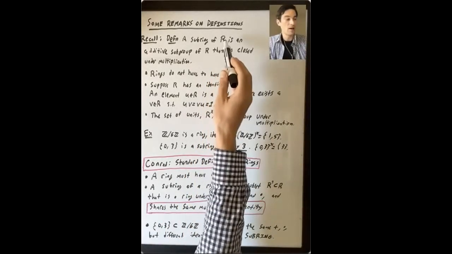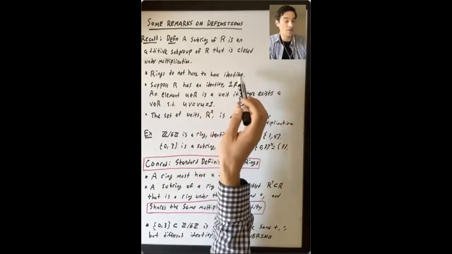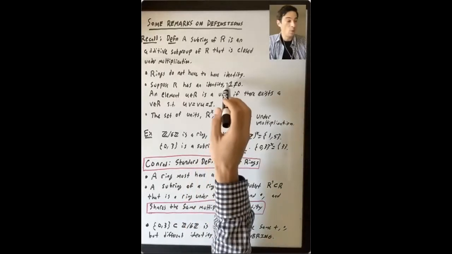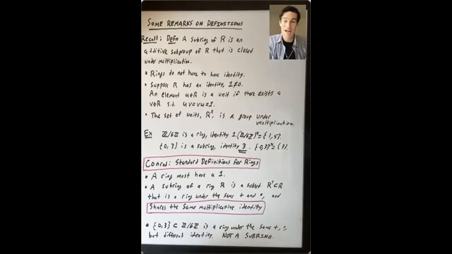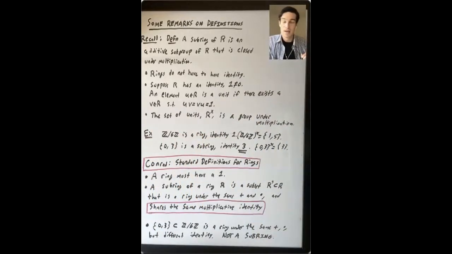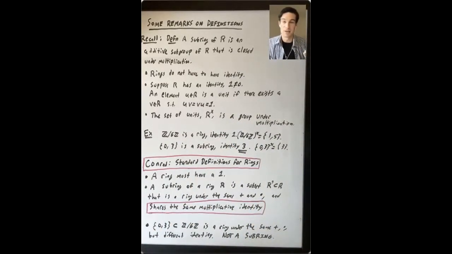A subring of a ring R is an additive subgroup of R that is closed under multiplication. Remember, rings don't necessarily have to have an identity. And let's suppose that your ring R does have an identity, 1, that's not equal to the additive identity, 0. Then an element u in R is a unit if there exists a v in R such that u times v equals v times u equals 1. And we've seen that the set of units, R cross, is a group under multiplication.